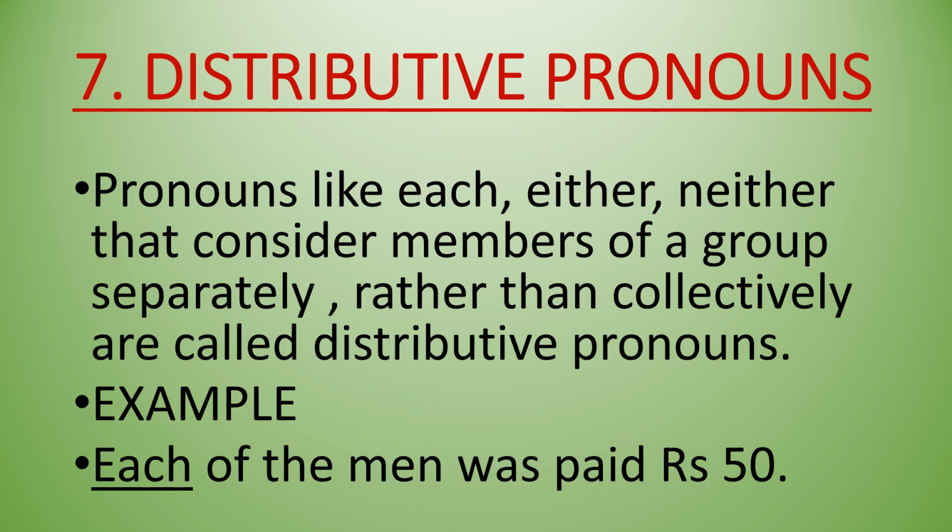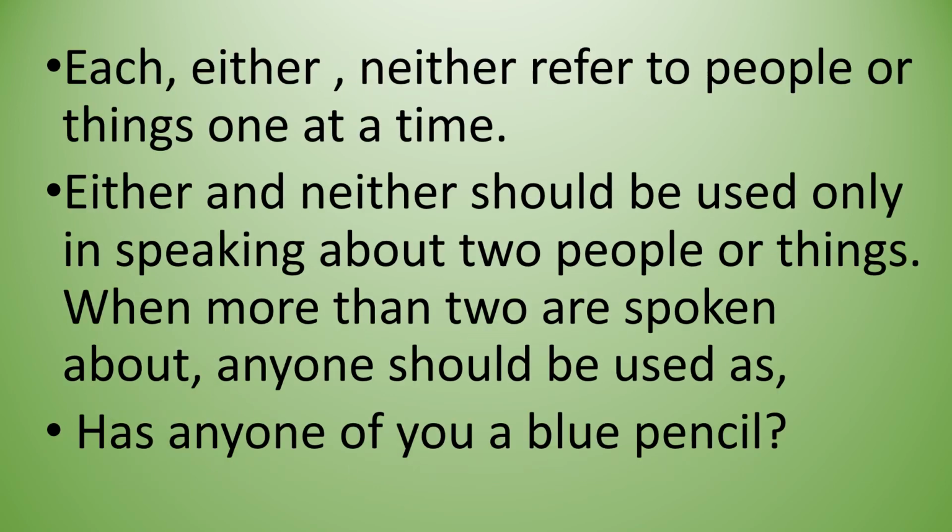Now let's come to the seventh type of pronoun, that is distributive pronouns. Pronouns like each, either, neither, that consider members of a group separately rather than collectively are called distributive pronouns. For example, each of the men was paid rupees 5. Each, either, neither refer to people or things one at a time. Either and neither should be used only in speaking about two people or things.